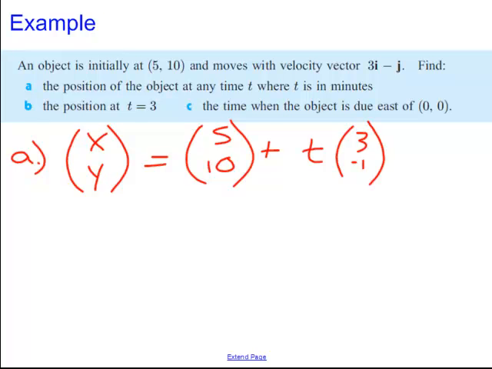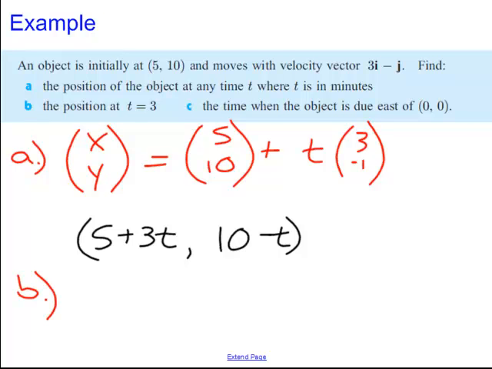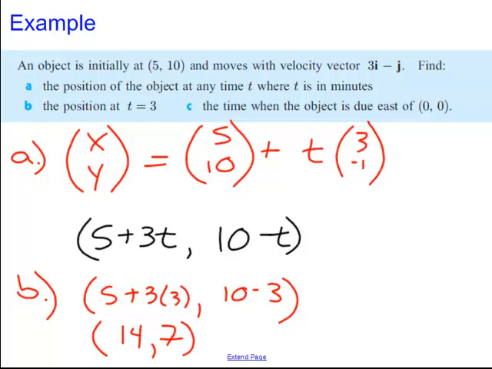So therefore the position of the object, my x value itself, is going to be 5 plus 3t. The y value is 10 minus t. So the position at 3 minutes, plugging 3 in for my t, 5 plus 3 times 3, and then 10 minus 3, is (14, 7). So that's my position 3 minutes into it.